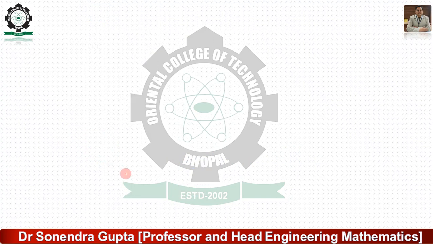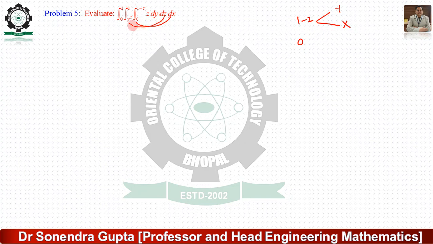Now the next question is evaluate the integral 0 to 1, y square to 1, 0 to 1 minus z, of z dx dz dy. Now this limit 1 minus z may be the limit of y or the limit of x. So here the order is that this is the limit of x, and this is the limit of z, and this is the limit of y.